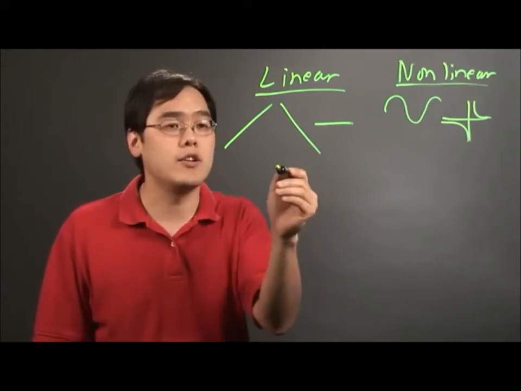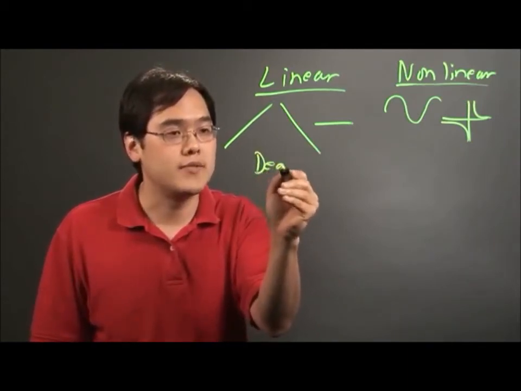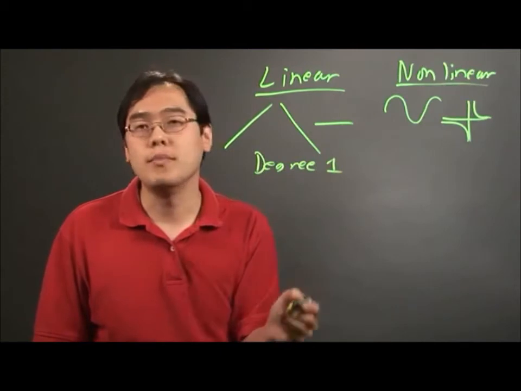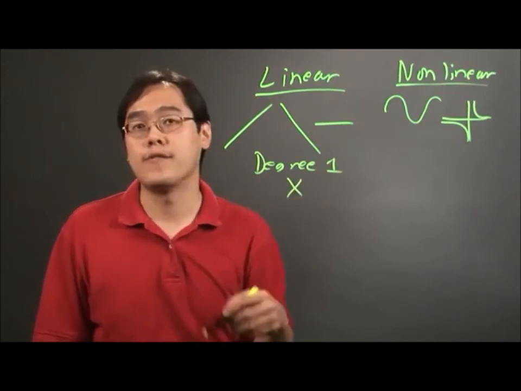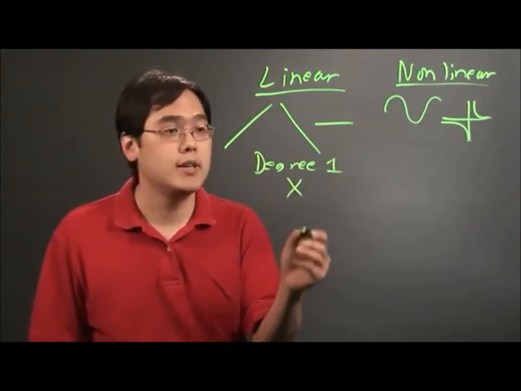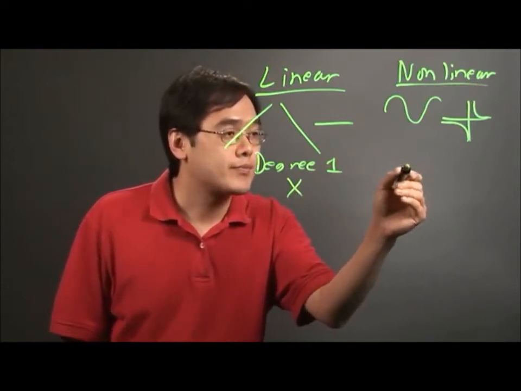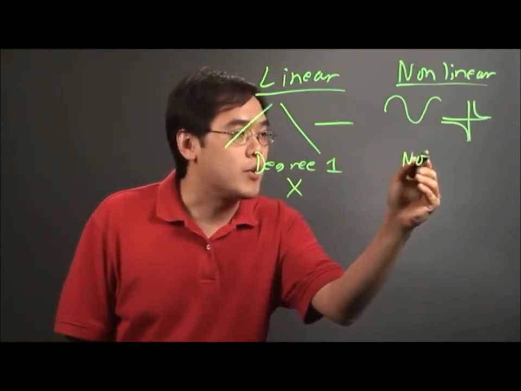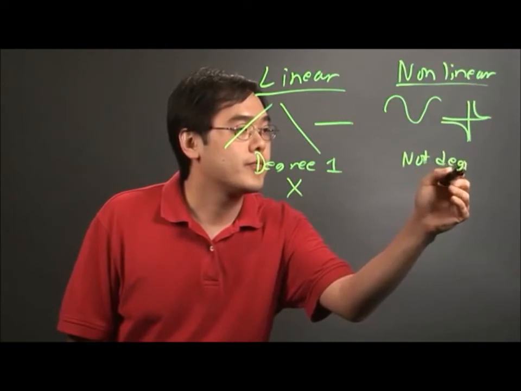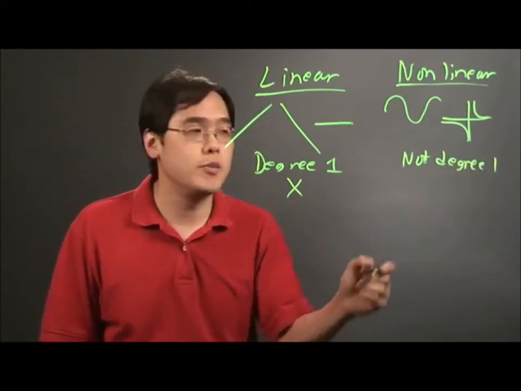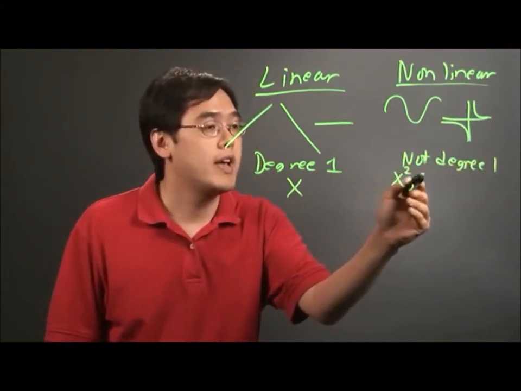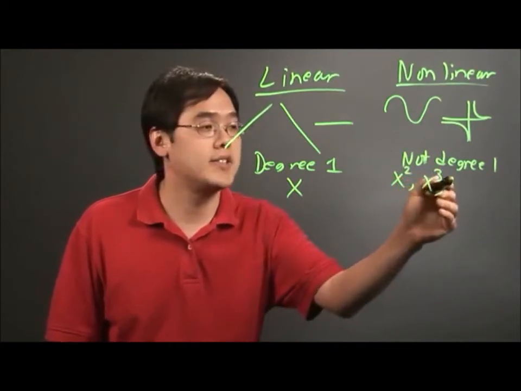Now also a linear function is that of degree 1, meaning x to the first only. Okay? Nonlinear, not degree 1. When it comes to a polynomial, we're talking about x squared, x cubed, x to the 10th, etc.